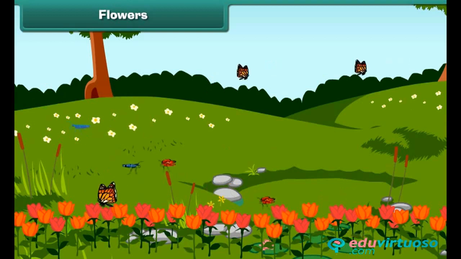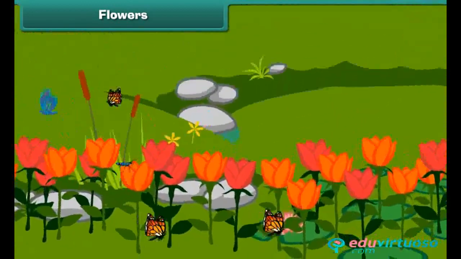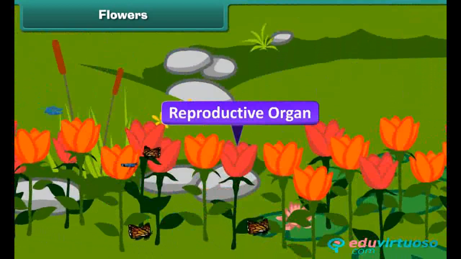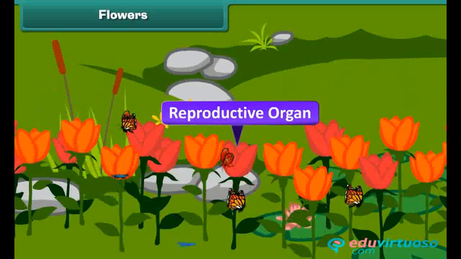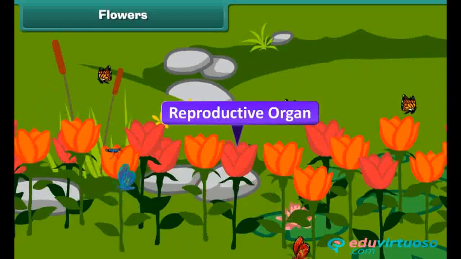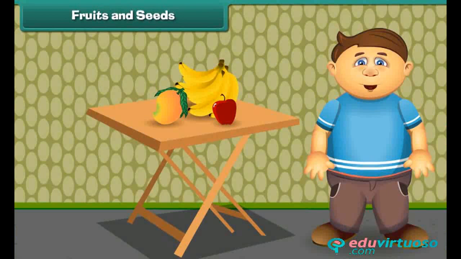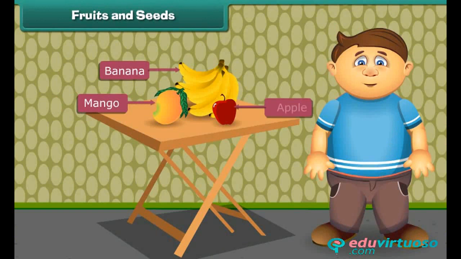For making the food, they use water, chlorophyll, carbon dioxide, and sunlight. This process of making food is called photosynthesis. In this process, oxygen is released. All living things require oxygen for breathing. Some plants, like cabbage and mint, store food in their leaves. We eat these leaves to get nutrition.